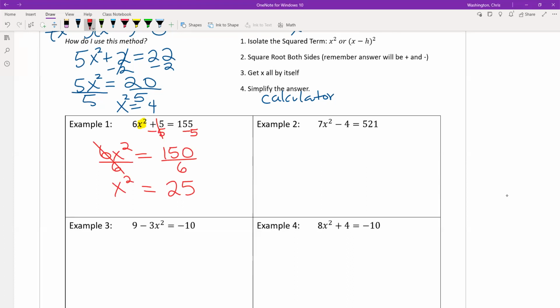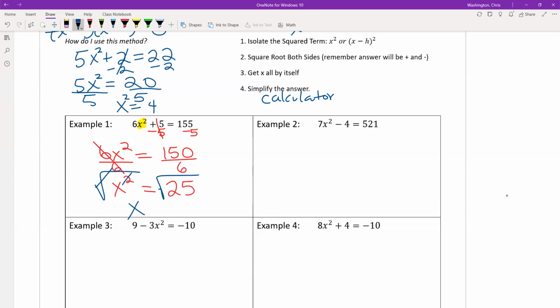Now, it's not just x, it's actually x squared. So what can we do to both sides of the equation to get rid of the squared? We can take the square root of both sides. The square root and the squared actually cancel each other out.